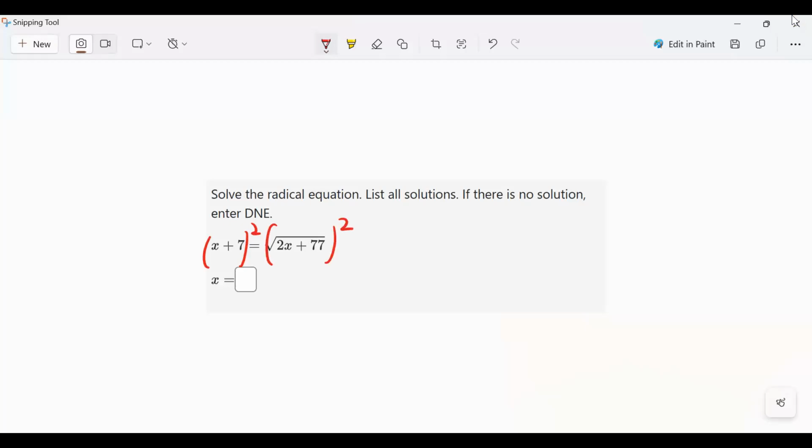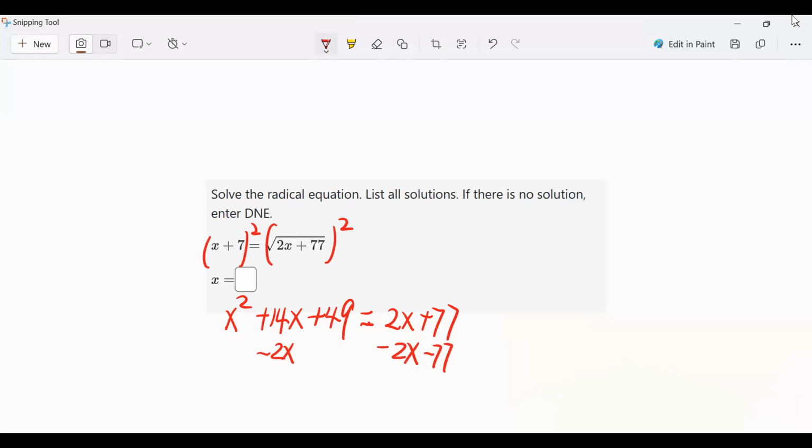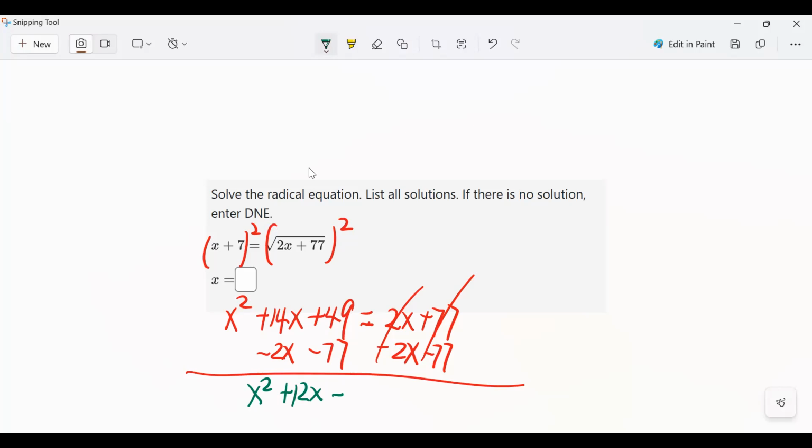On the left hand side, we get x squared plus 14x plus 49. On the right hand side, we get 2x plus 77. I just subtract 2x and subtract 77 from both sides of the equation, and then we cancel that on the left hand side. On the right hand side, we get x squared plus 12x minus 28. Yeah, that's 28, that's right.